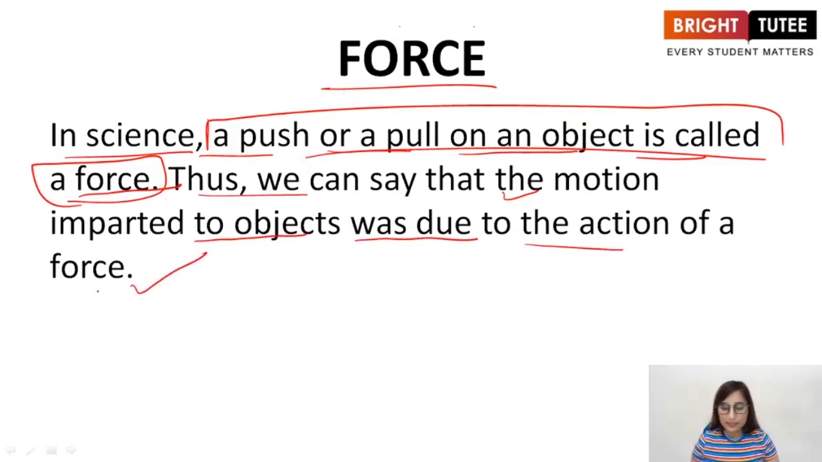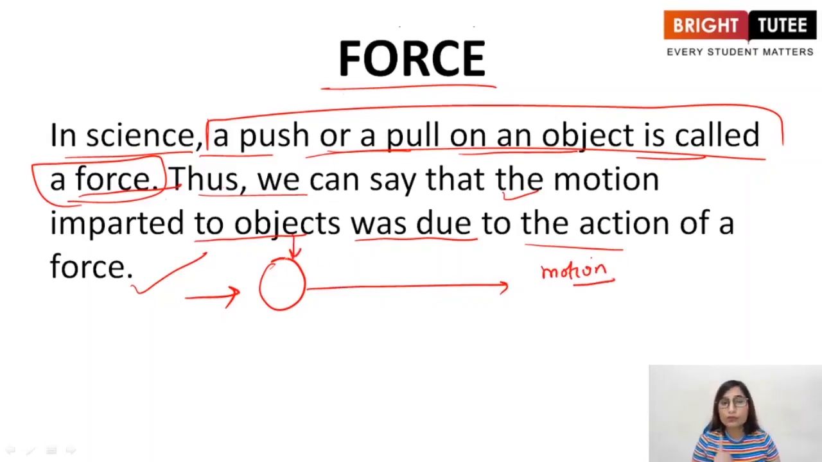Let us take some example. This is a ball and you kicked it. So it started moving, it came into motion, right? So what do we say? We can say that the motion imparted on this ball is due to a force. And where did that force come from? When you kicked the ball, you provided it with some force due to which it came into motion, right? So every force can be categorized as a push or as a pull depending upon the type of force taking place, right?